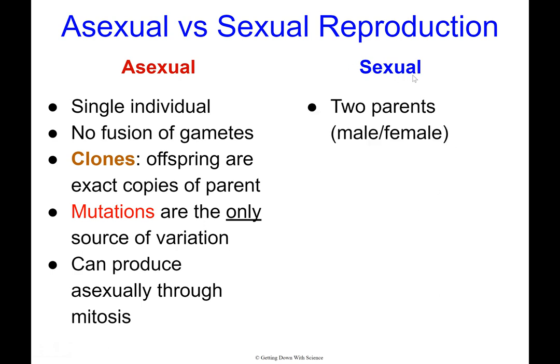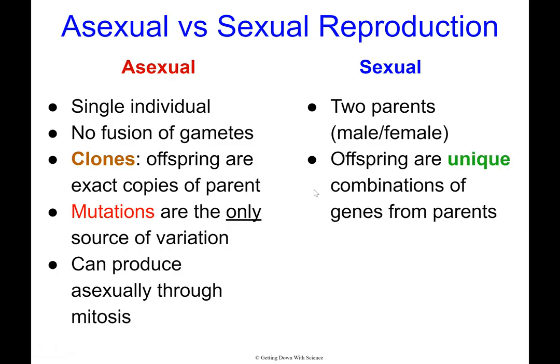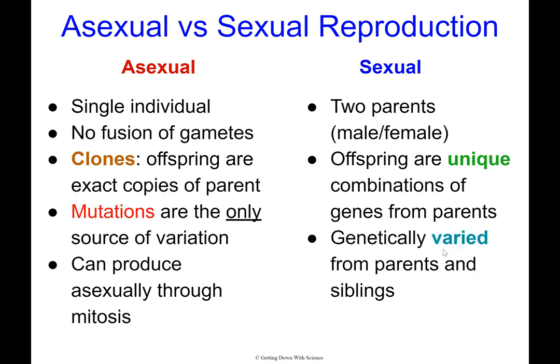With sexual reproduction, there are two parents, a male and a female. Remember, we've had this discussion that the reality is biology is designed as a binary system. The offspring are going to be unique combinations of genes from the two parents. Remember, you're getting half your genes from mom, half your genes from dad. And so based on that mixture, they're going to be unique to you. Genetically varied from parents and siblings.